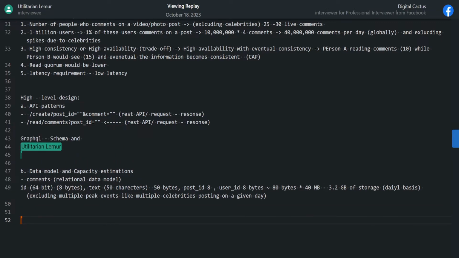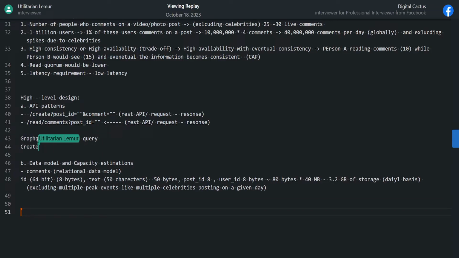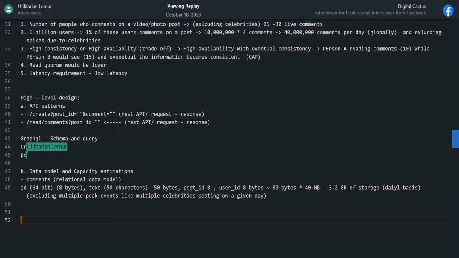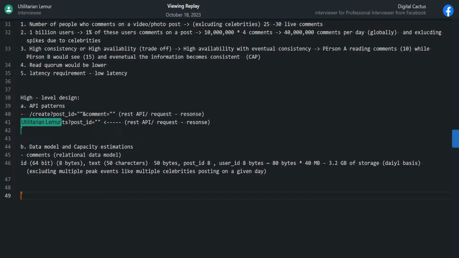Sorry, just give me one second. A query of create would have something along the lines of post ID, and then you would have the information that is being returned, like text, users, etc. But that's a more complicated way of approaching this that I don't think I have enough time to get into, which is the reason why I'm just going with the simple REST API patterns.